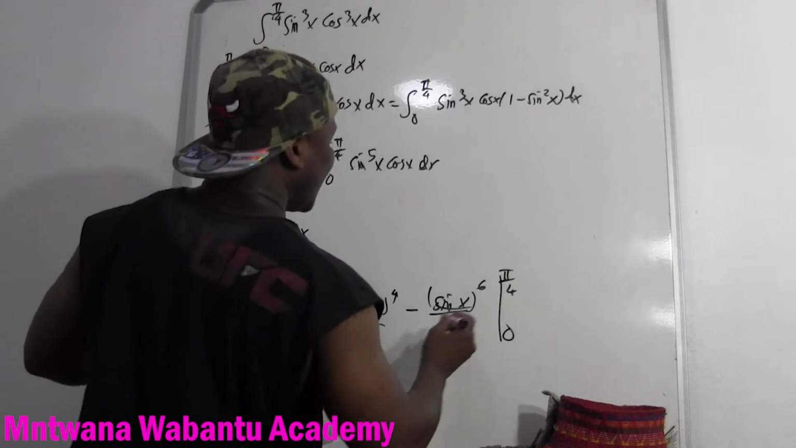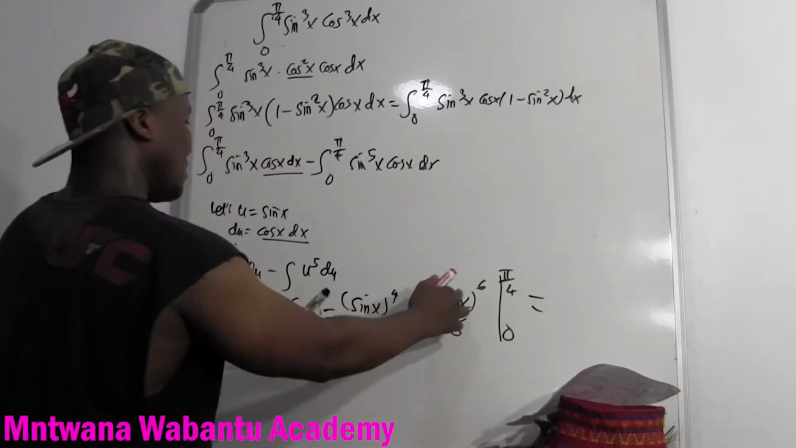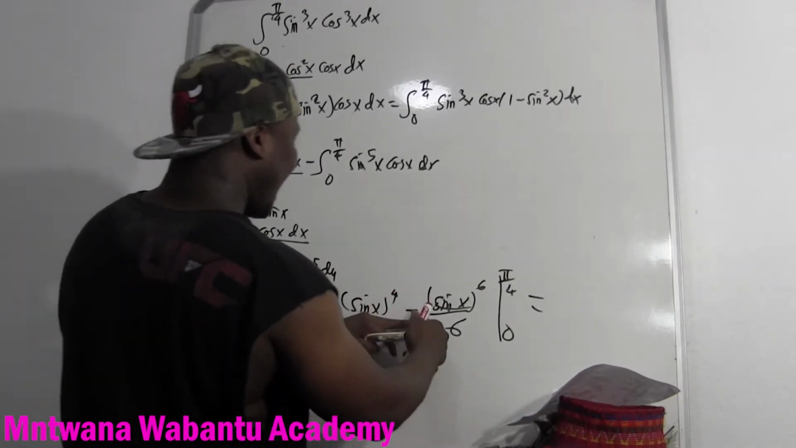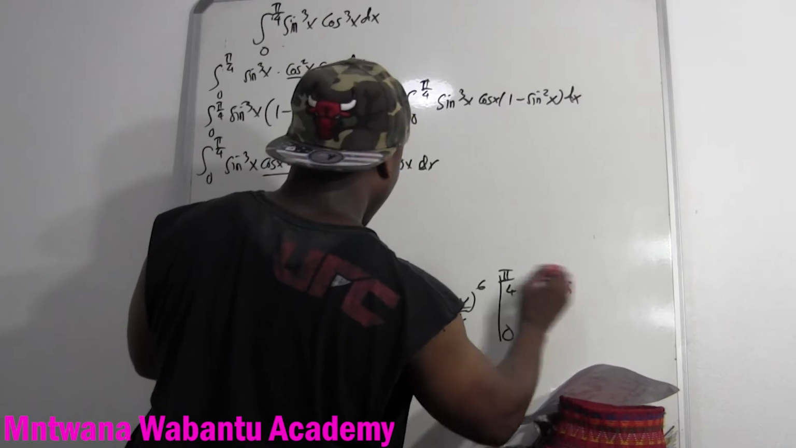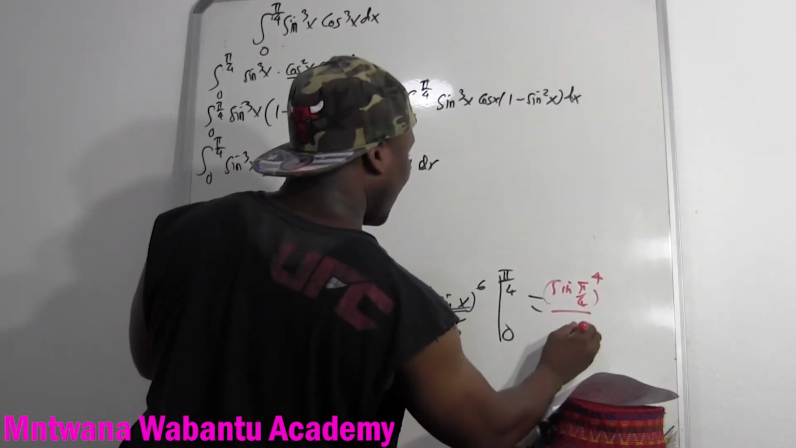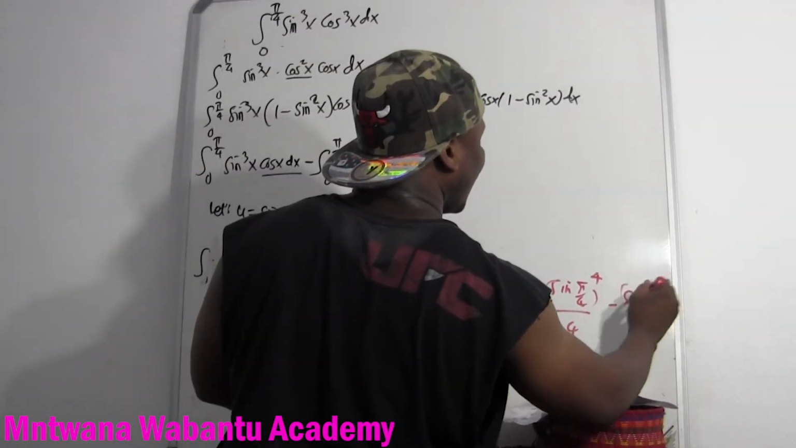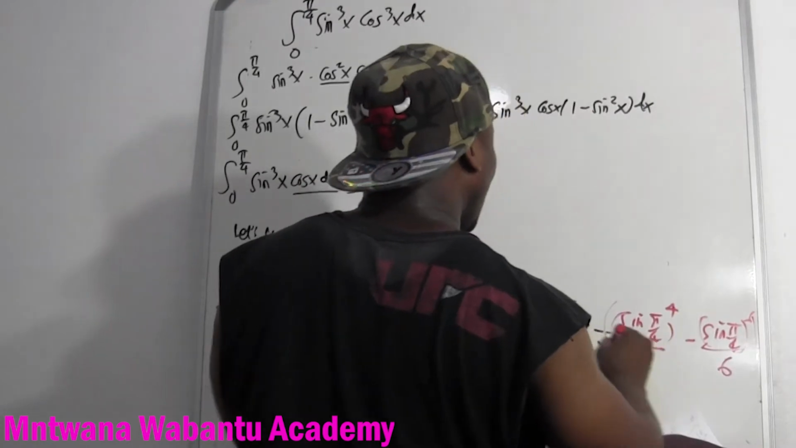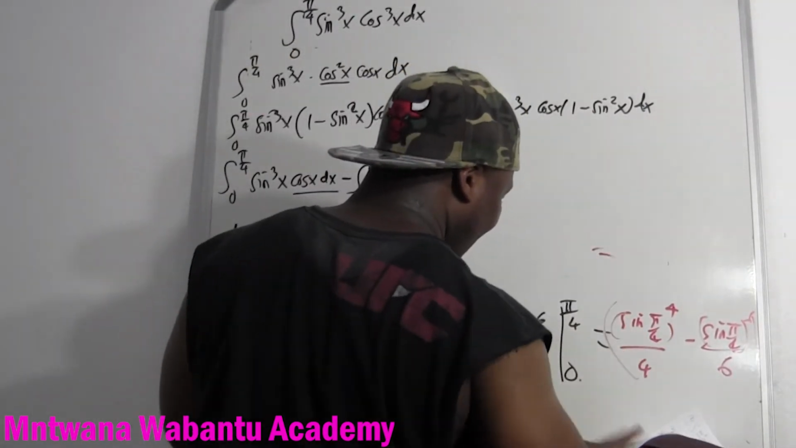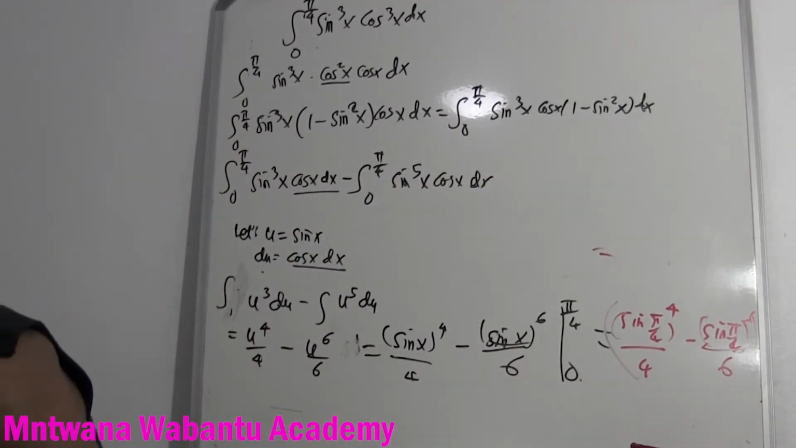So the upper limit is sine pi over 4 power 4 over 4 minus sine pi over 4 power 6 over 6. All of the lower limit terms, where x equals 0, are going to be 0. So plug this into the calculator and you're going to get something.